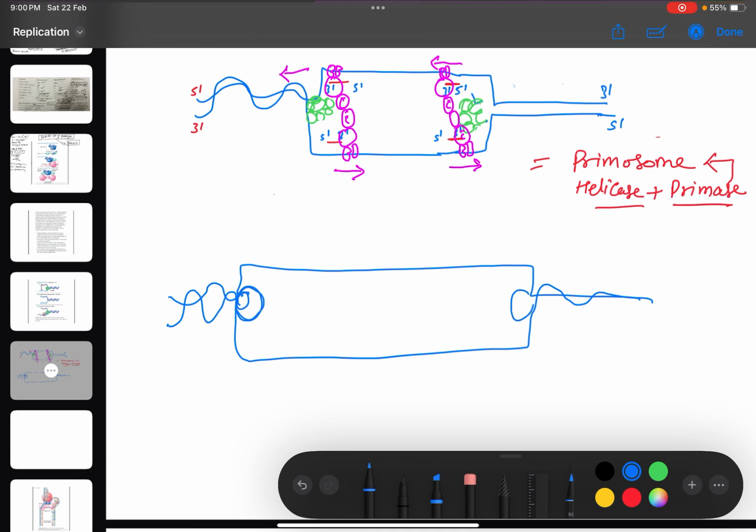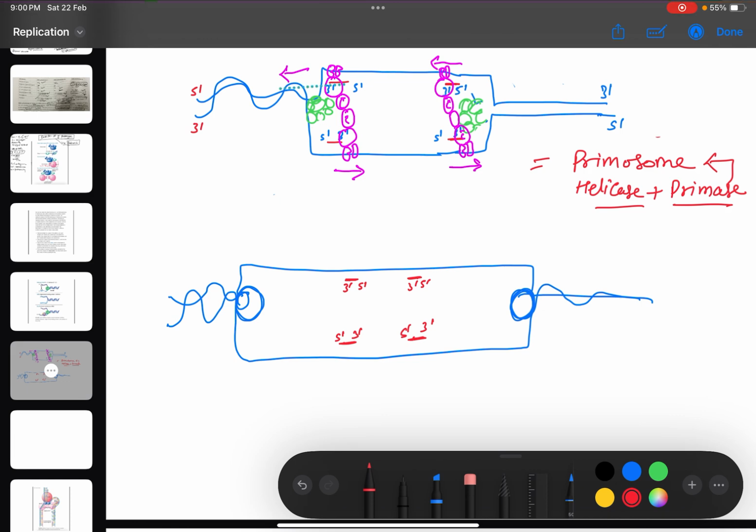Let's simply make it. Helicase reached there, and the RNA primer, which is here, is here and here, and another RNA primer is here and here. Its direction is 5 to 3. Its direction is 5 to 3, and its direction is 5 to 3.